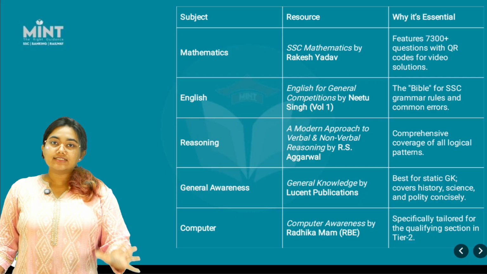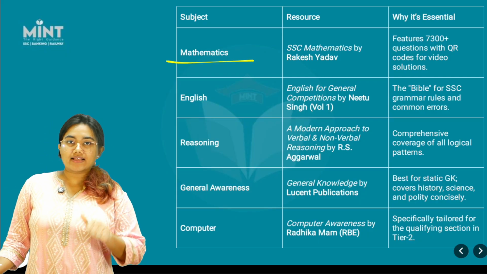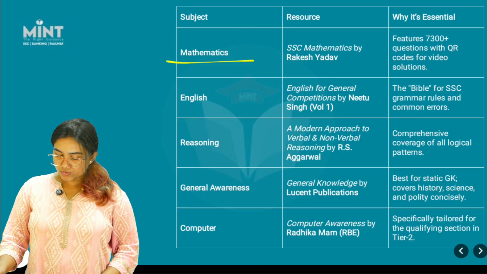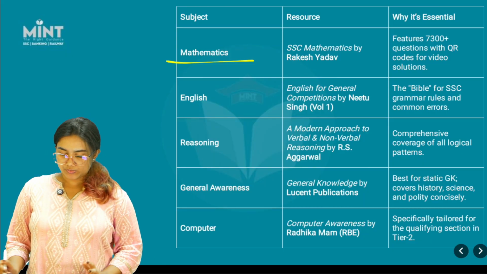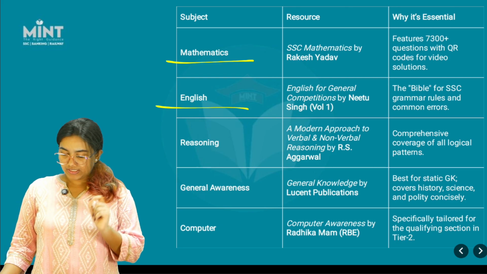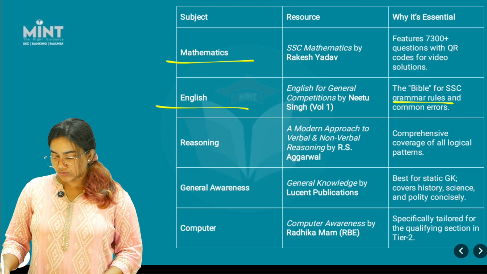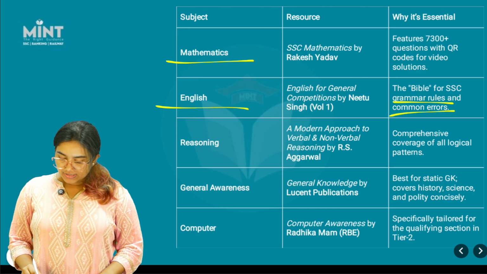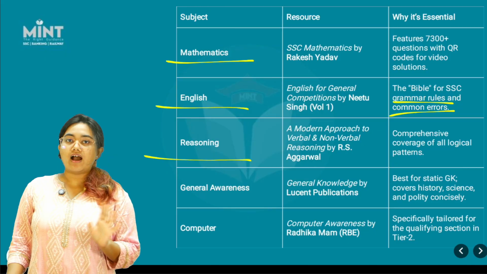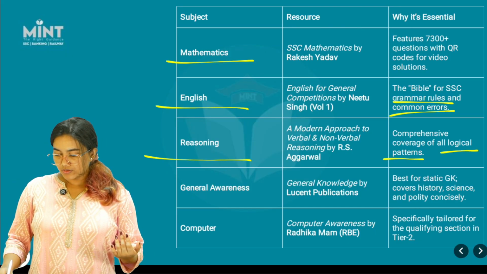And when we look at the resources that we need to look at, for mathematics, we have things like SSC Mathematics by Rakesh Yadav. Many questions are going to be covered, and you also have QR codes for video solutions as well. For English, you can go for English for General Competitions by Neetu Singh. The Bible for SSC, that's what it's called, because it has grammar rules, common errors, all of that is listed. Then for reasoning, we have A Modern Approach to Verbal and Non-Verbal Reasoning by R.S. Agarwal. It covers all the logical patterns that are going to be there.